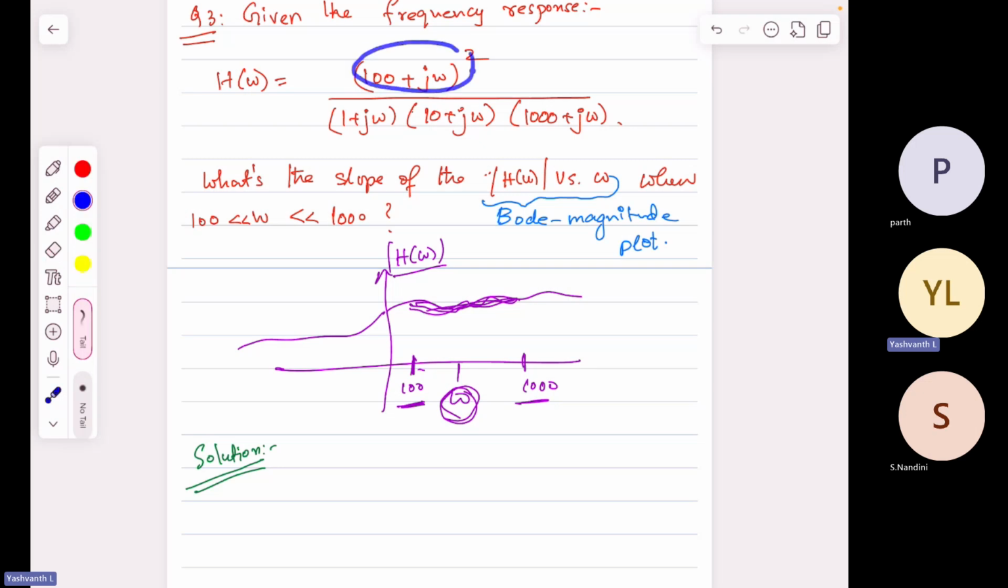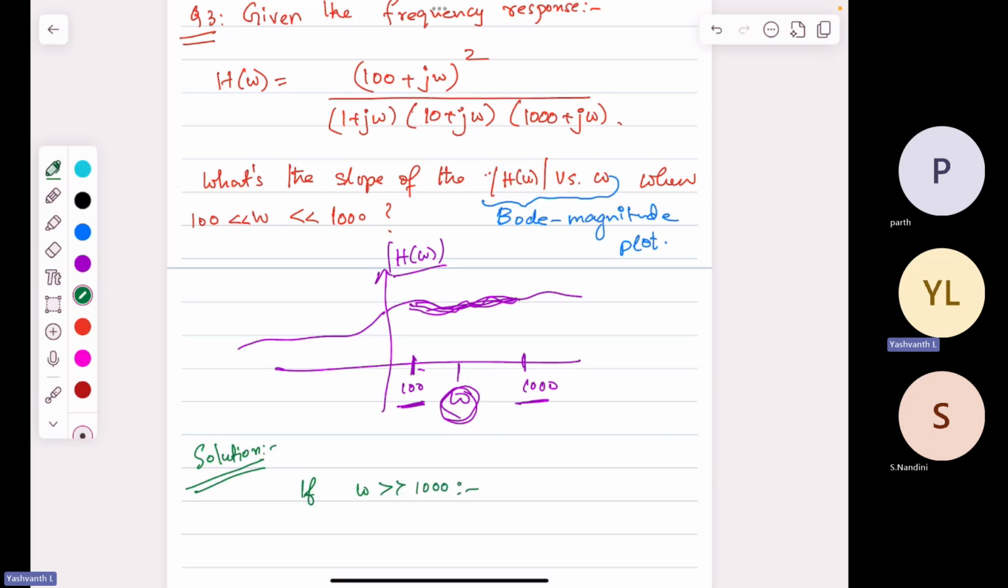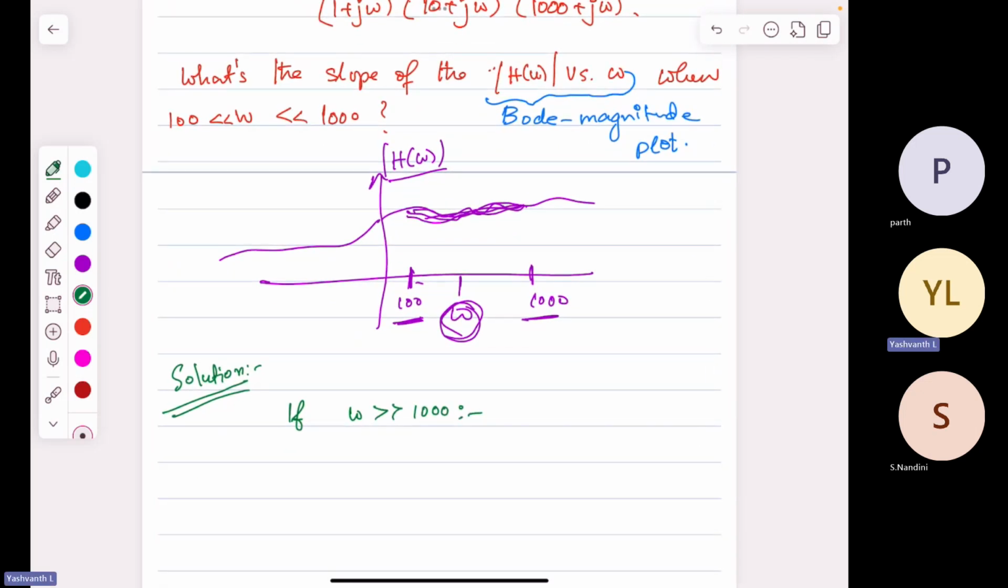So you see what are there in these terms? It has 100 plus j omega, 1 plus j omega, 10 plus j omega, 1000 plus j omega. What I'm saying is omega is much greater than 100 and much smaller than 1000. I'm going to crucially use this fact. If omega is a number much greater than 100, then 1 plus j omega is approximately equal to j omega. Do you agree?